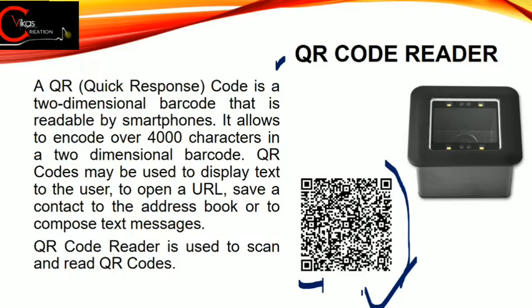This information can be your Aadhaar number, your bank account number, your name, address, email ID. It can be your personal identification QR code also. So we can use these QR codes for various applications. A QR code or quick response code is a two-dimensional barcode that is readable by smartphones. It means by any smartphone we can read or scan these QR codes. It allows us to encode over 4000 characters in a two-dimensional barcode. It means in this little picture we can store up to 4000 characters.